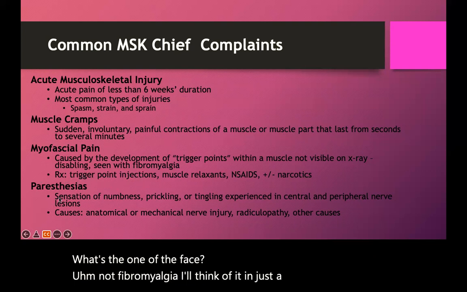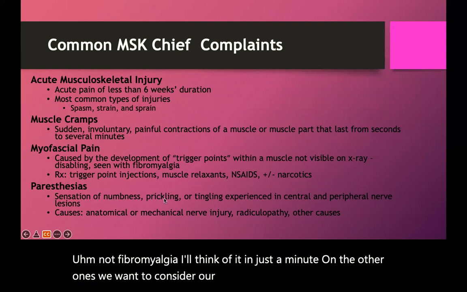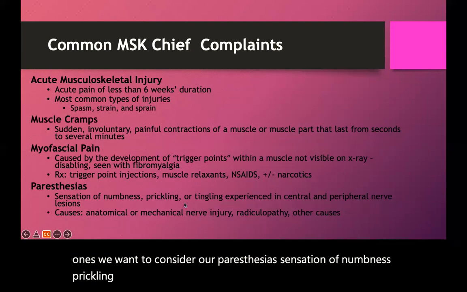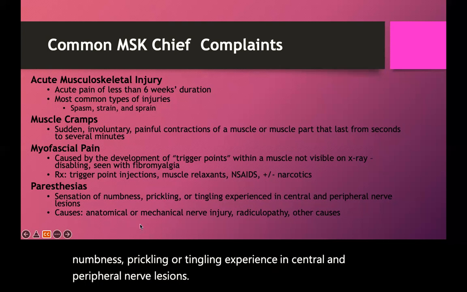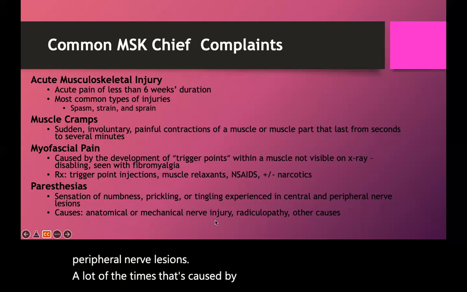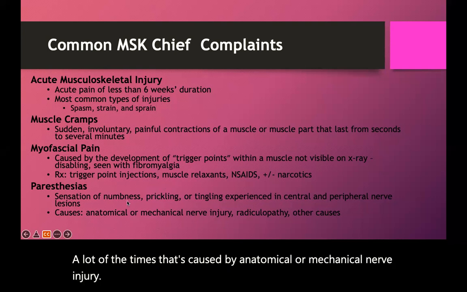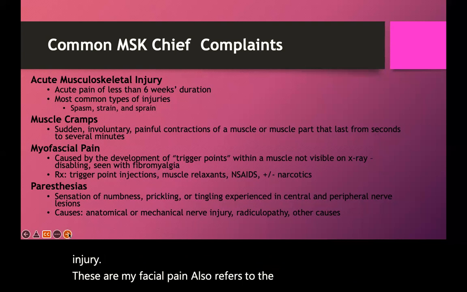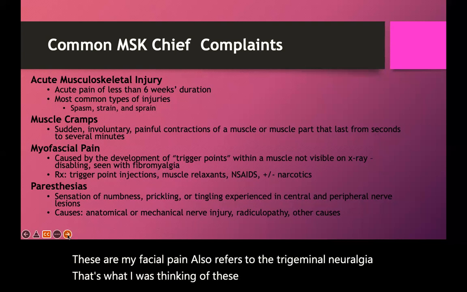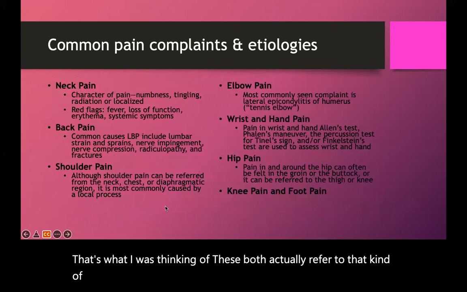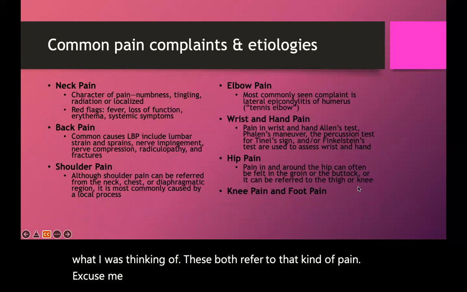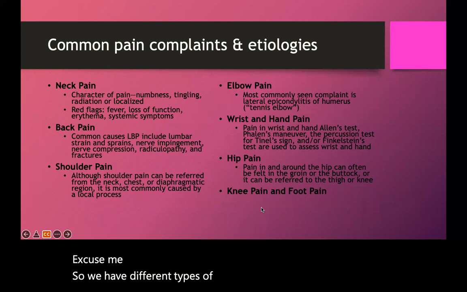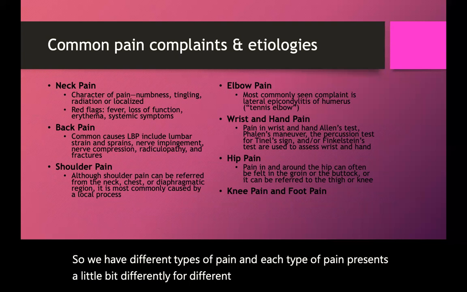The other ones we want to consider are paresthesias, a sensation of numbness, prickling, or tingling experienced in central and peripheral nerve lesions. A lot of the times that's caused by anatomical or mechanical nerve injury. This myofascial pain also refers to the trigeminal neuralgia. That's what I was thinking of. These both actually refer to that kind of pain. So we have different types of pain, and each type of pain presents a little bit differently for different reasons. So just consider the different ones.